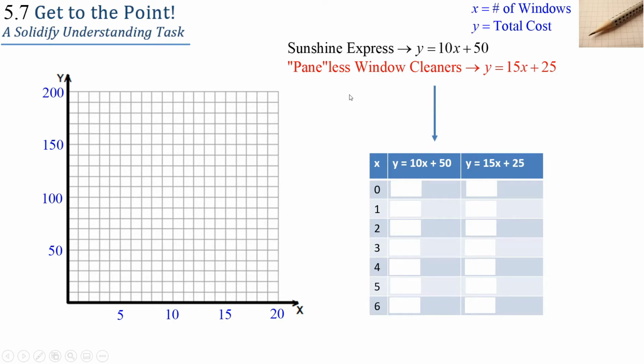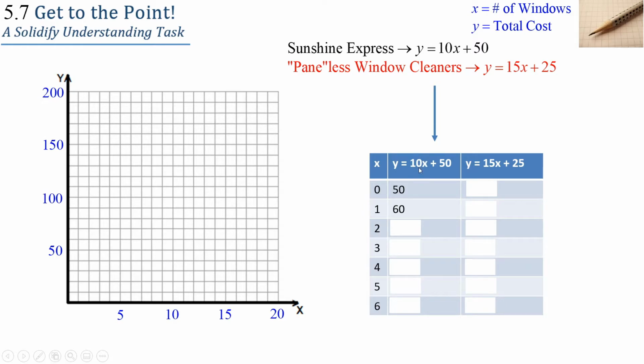How about we start with the table, all right? Because this would be a good review of a few things too. So for y equals 10x plus 50, if x is 0, that'd be 10 times 0, which is 0, and that would leave us the 50. So the y-intercept for Sunshine Express would be 50, as you can see above. Now, remember the slope of 10? That's the same thing as a common difference. So let me go back a second. That means if I clean one window, it's going to be 10 times 1 plus 50, or 60.